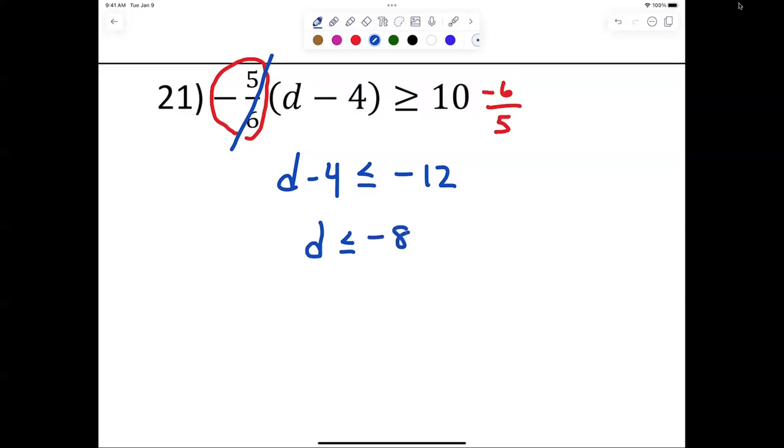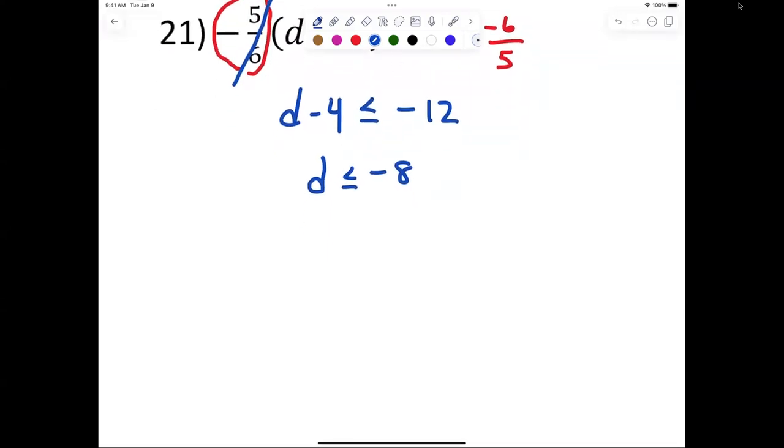-8. Very good. So if I'm less than -8, where am I at? Negative infinity to where? And then I have a what? Bracket. Is everybody good with that?